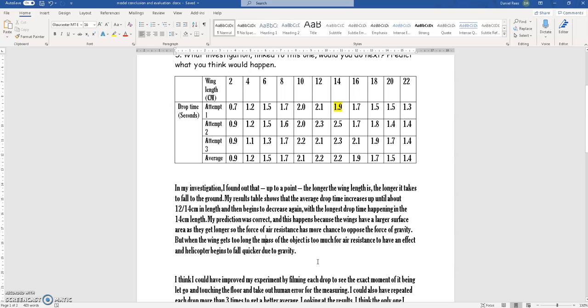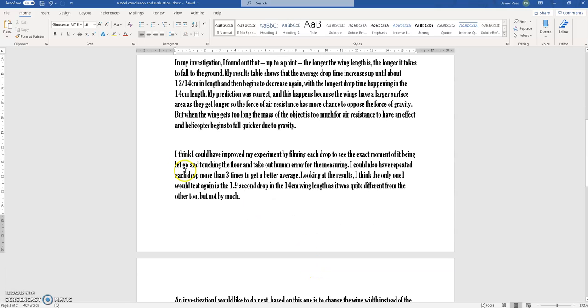And then we move on to our evaluation. So in most experiments, there's probably a way to improve it. Even though I tried to do mine as best I could here, I could have probably improved it by filming each drop so that I could see the exact moment of it being let go and touching the floor, and then calculated that by taking away those 2 times. Then I could take out the human error of measuring, because when I'm saying go, someone's pressing start on their phone to record it and then stopping it when they see it hit the floor, and there's a difference between those reactions.